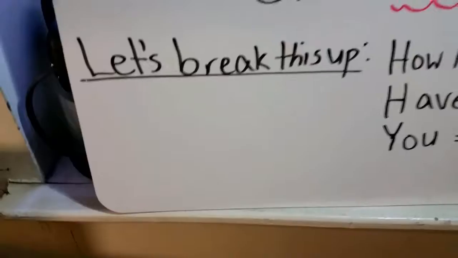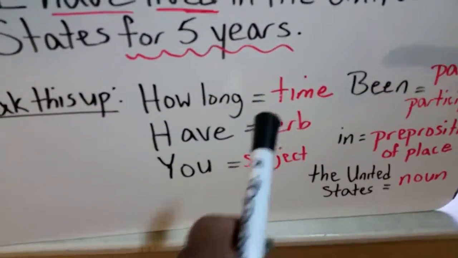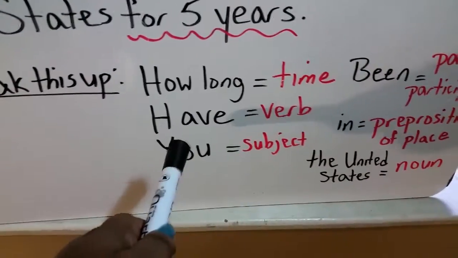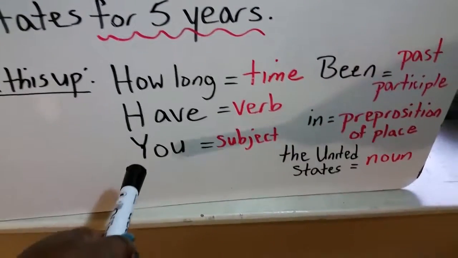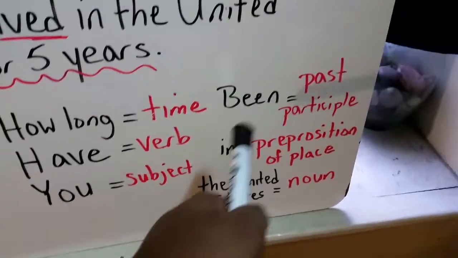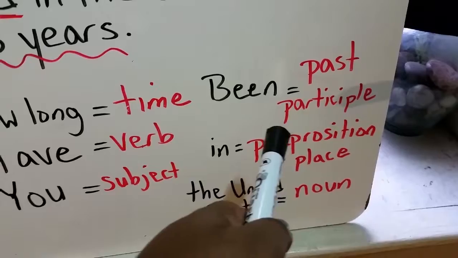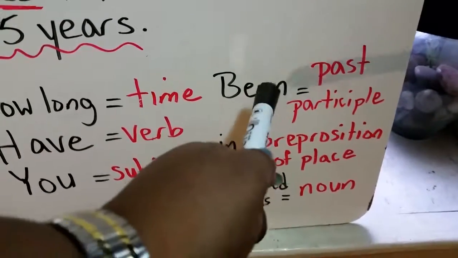Now let's look at how this breaks up. We want to make sure that we break up the questions so it makes it more clearer to the students. For example, how long means time. Have is a verb. You is the subject. Who are we talking about? Been is called past participle, which is a verb, but it's considered special when we're using the present perfect tense.